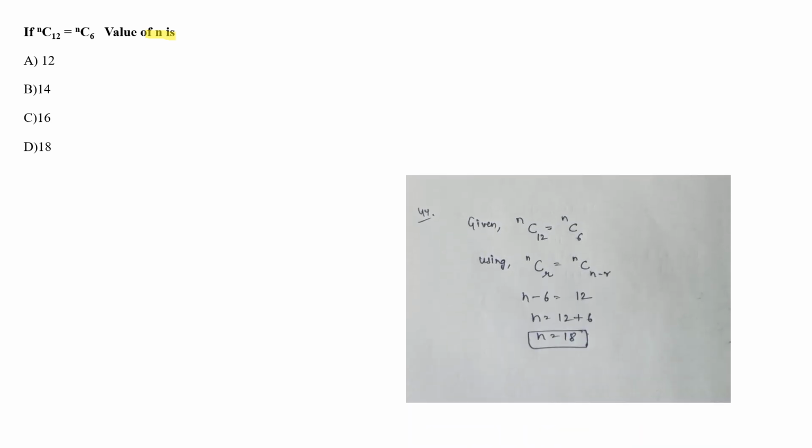Now this question is related to combination. So if this value is given to you, you have to calculate the value of n. Option A 12, option B 14, option C 16 and option D 18. So by using the formula, we calculate n minus 6 is equal to 12, where when we solve this, we get n is equal to 18. Correct option is option number D.